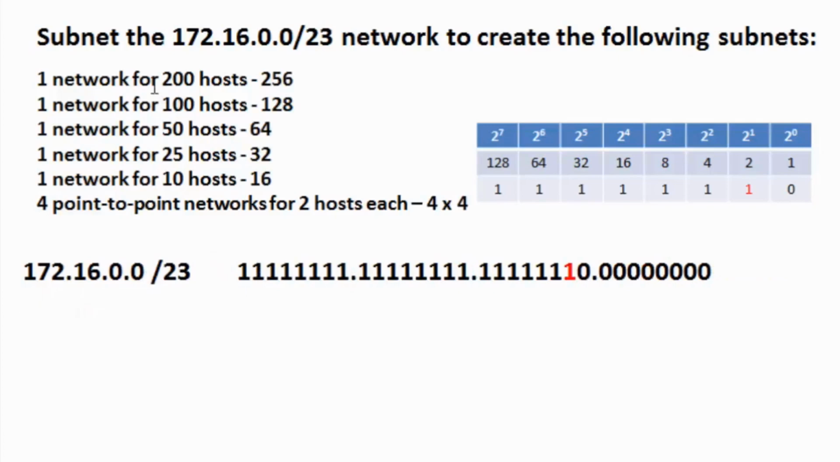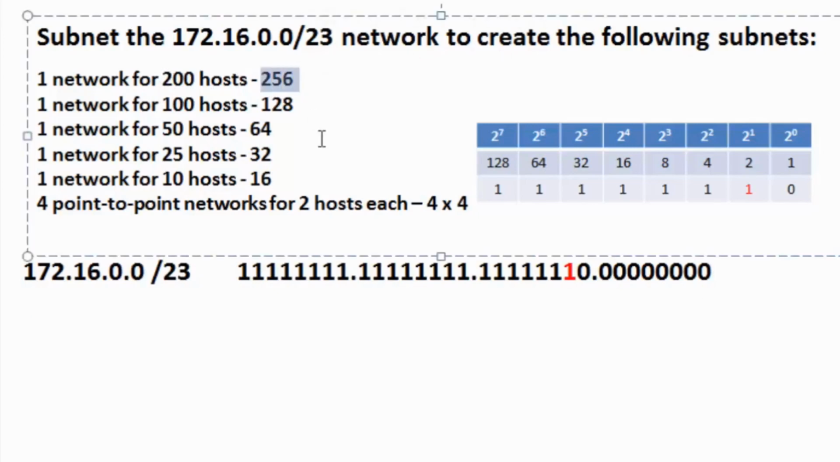If we look at each one of these subnets that we're going to need to create, I cannot create a 200 host subnet, but I can create a subnet for 256 hosts. That number does not reflect the usable hosts, but the total number of addresses in the subnet. Similarly, I'm unable to create exactly a 100 host subnet, but I can create a 128 host subnet, a 64 subnet, a 32 subnet, a 16 subnet, and 4 host subnets will satisfy these requirements.